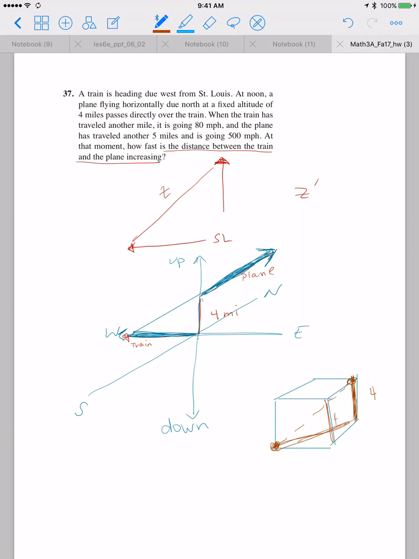So you form a triangle from here to here. If this is X, which is the train, and Y is the plane, then this base here is going to be the square root of X squared plus Y squared. So now you've got a brand new triangle standing up where this is 4, this is the square root of X squared plus Y squared, and now this is Z, right?